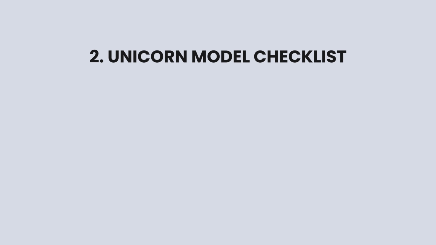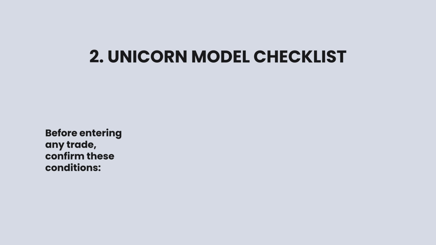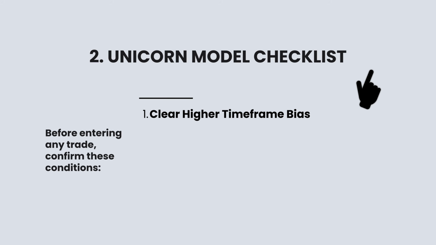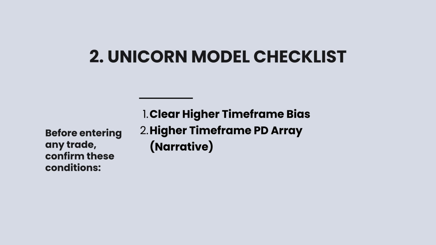Unicorn model checklist. Before entering any trade, confirm these conditions. 1. Clear higher time frame bias. You must have a clear directional bias. If you're unsure how to determine bias, I've covered this in detail in another video, linked above and in the description. 2. Besides bias, you need a clear PD array from which to base your trades. I call this the narrative. I dive deeper into narratives in my mentorship program.